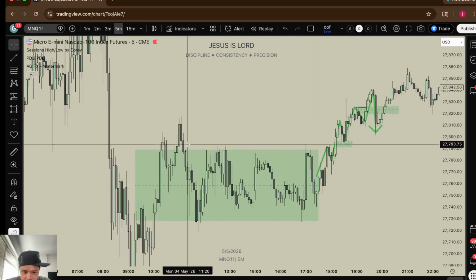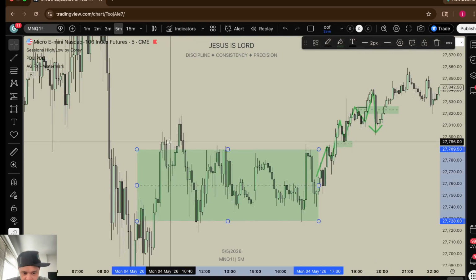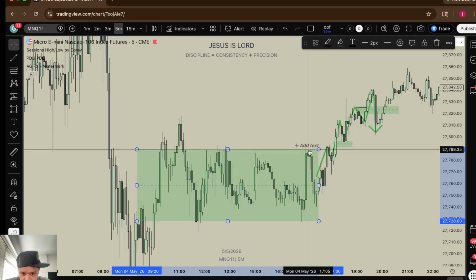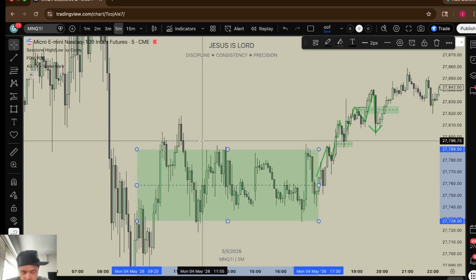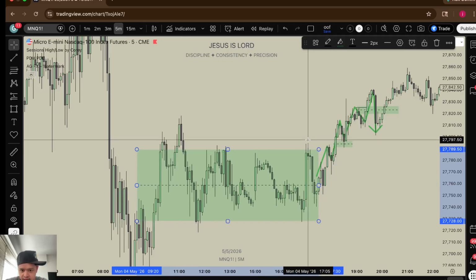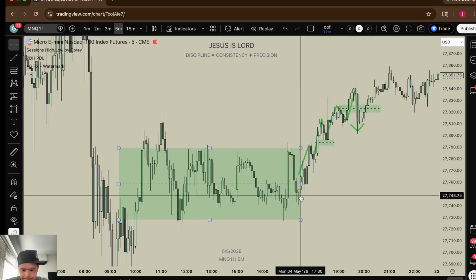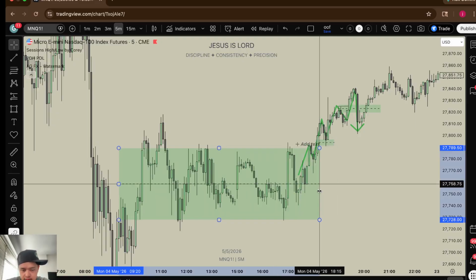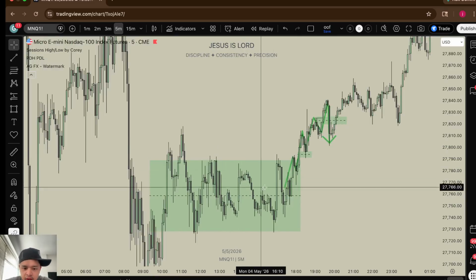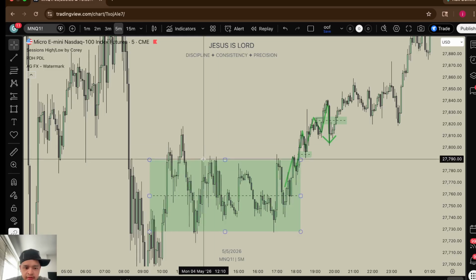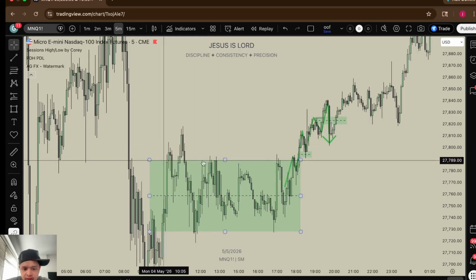Scalpers love this. You see how it's generating liquidity? Like here, here, here. That means there's stop losses here, stop losses here, stop losses here. Stop losses in this range. Okay? You guys see that? So that's a range. We don't trade that. We have to find the break in the range.